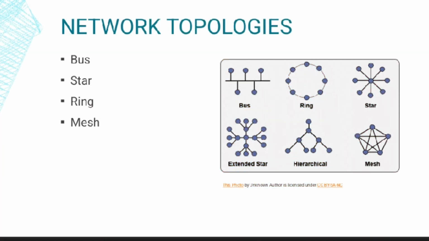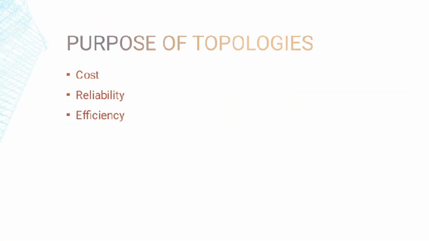Network topologies. Network topology refers to the layout of devices in a network. Common topologies include bus, star, ring, and mesh. Each topology has advantages and disadvantages. Purpose of network topologies. Different network topologies are chosen based on cost, reliability, performance, and scalability. For example, star topology is easy to manage, while mesh topology provides high reliability.